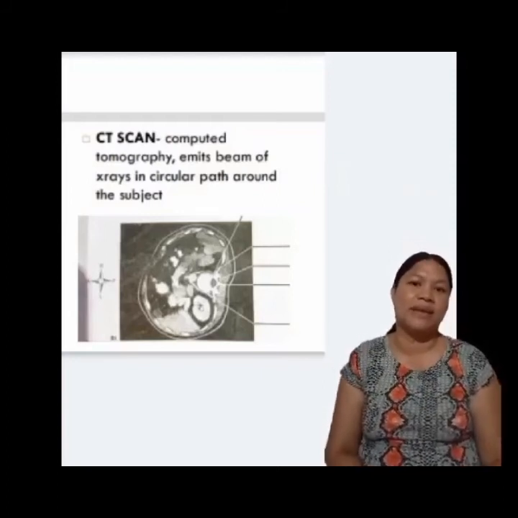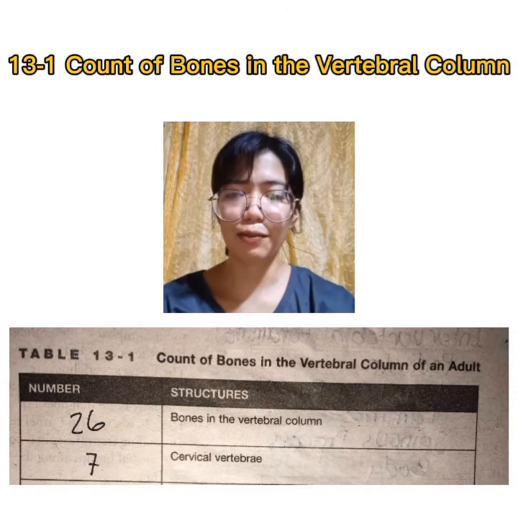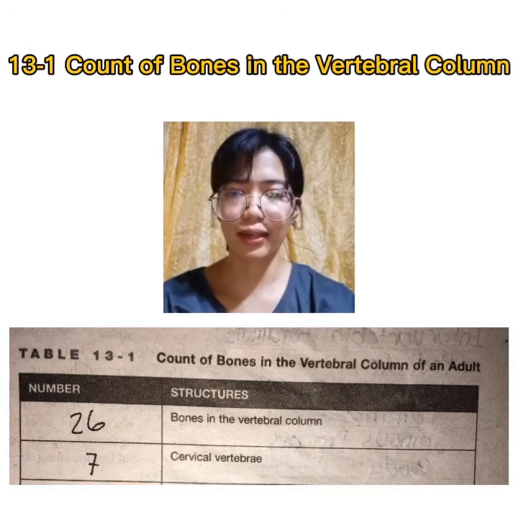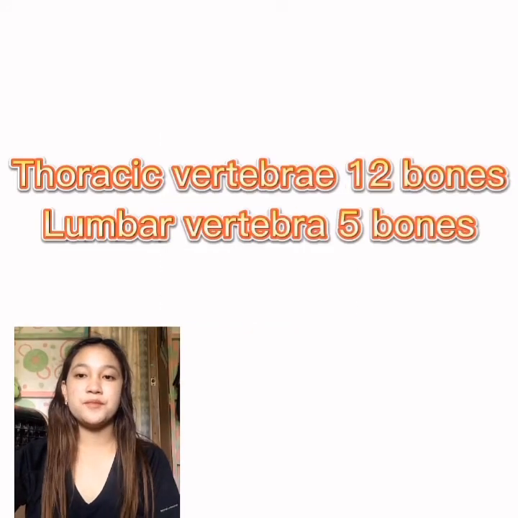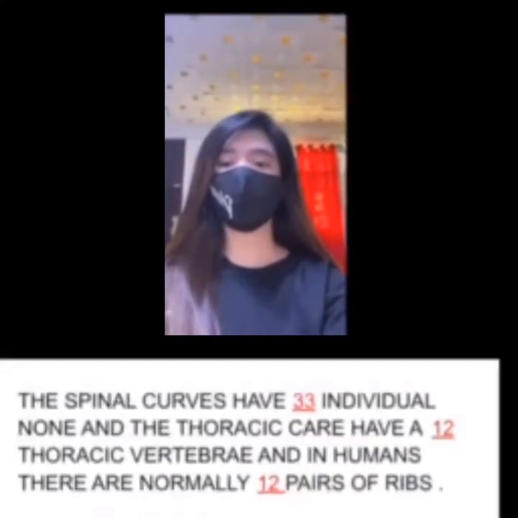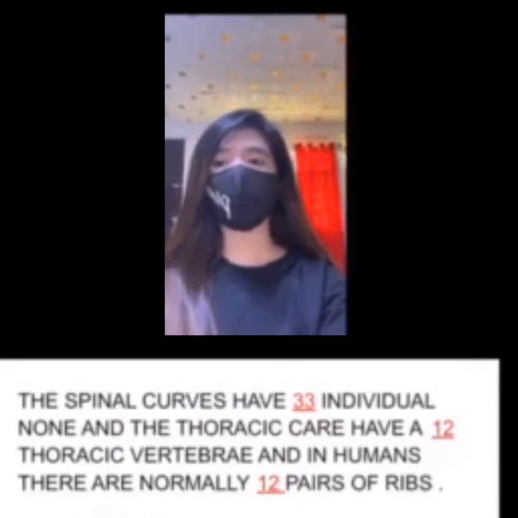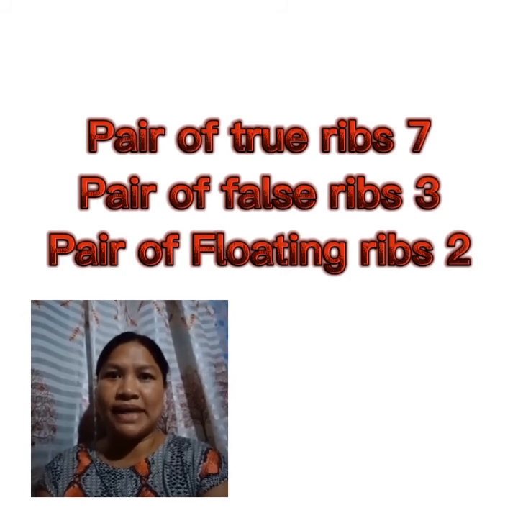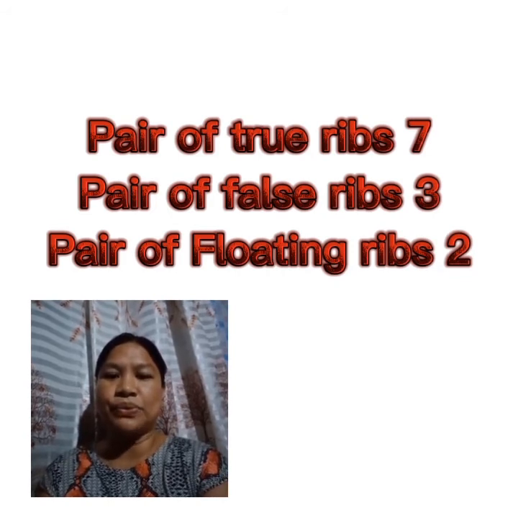The bones of the vertebral column of an adult: we have 26 in the vertebral column and 7 in the cervical vertebrae. Thoracic vertebrae have 12 bones. Lumbar vertebrae have 5 bones. The vertebral column has 33 individual bones, and the thoracic cage has 12 thoracic vertebrae. In humans, there are normally 12 pairs of ribs: 7 pairs of true ribs, 3 pairs of false ribs, and 2 pairs of floating ribs.